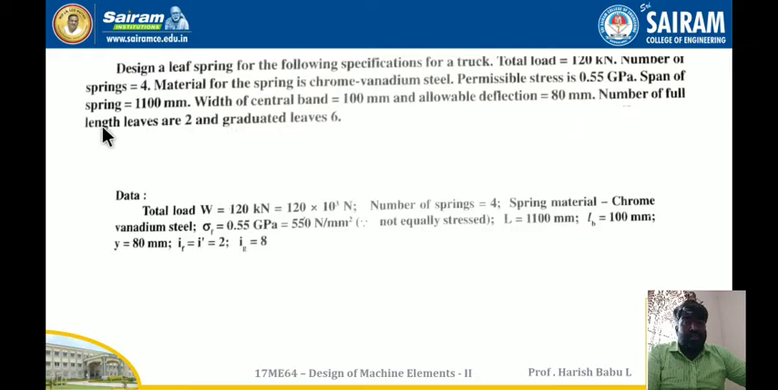The number of full length leaves is 2 and graduated leaves is 6. So in the given data, the total load is given, the number of springs is given, the material is given, alpha f is given, and L is given, Lb is given, and y is given. The number of leaves is also given, as i' is equal to 2 and i g is equal to 6.